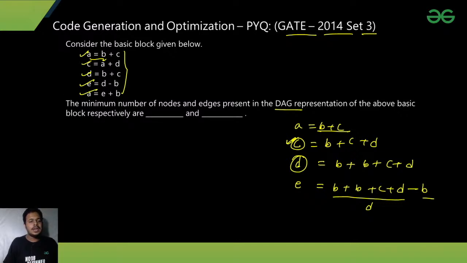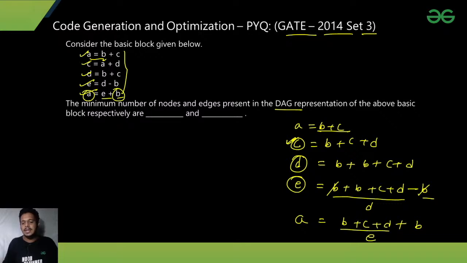And the last is A equal to E plus B. So A equal to E, E is taken from here. So this B, one B we can cut. So it is B plus C plus D, which is like E. E equal to B plus C plus D plus B. So E plus B, this part is basically E and this is basically B. So E plus B is our last statement. So last statement, A is equal to this much.